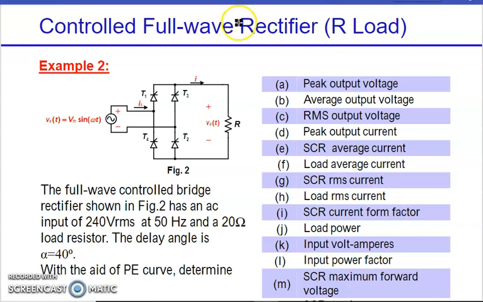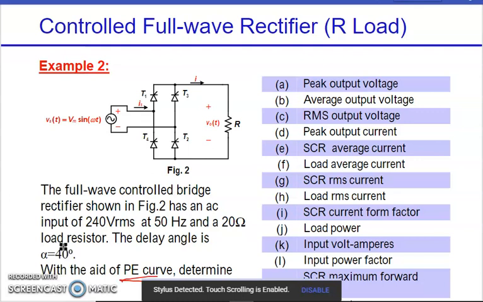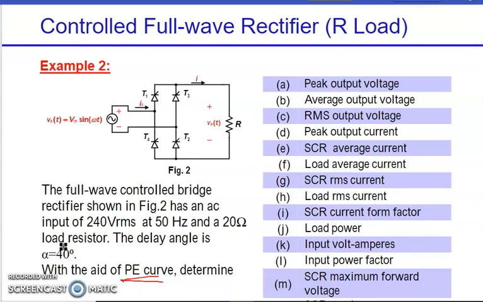Bismillahirrahmanirrahim. Okay, for this recorded slide video, we shall discuss example 2, which will use the PE curve as our reference to determine all the parameters inside the circuit. So as we can see, we need to characterize the circuit in terms of its output peak, average, and RMS output voltage, and also the peak load current, output current, RMS current, and also the SCR.